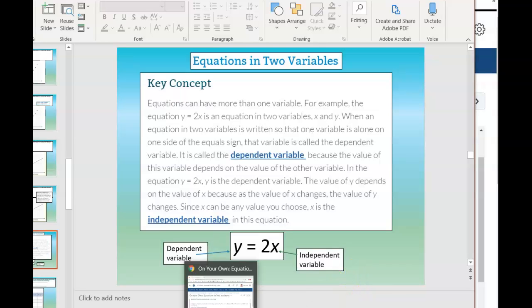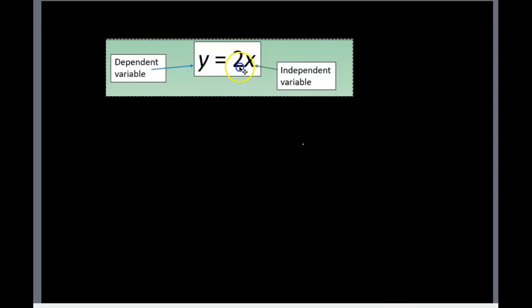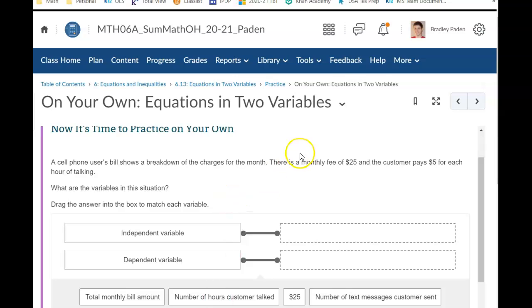All these two variable equations are going to have a dependent variable and an independent variable. The dependent variable is like your final answer to the problem. It's always just going to be y. Nothing is going on with it. Its value depends on what you plug in for x. And that's why we call y the dependent variable and x the independent variable. So what's this look like with this particular problem?